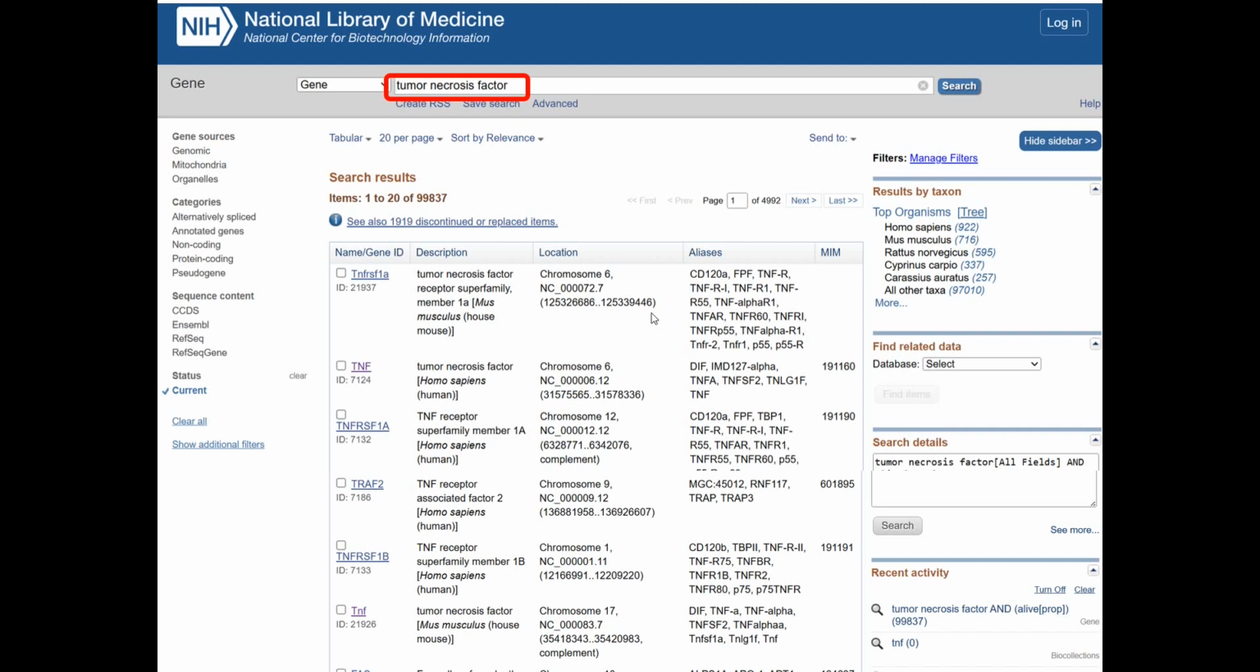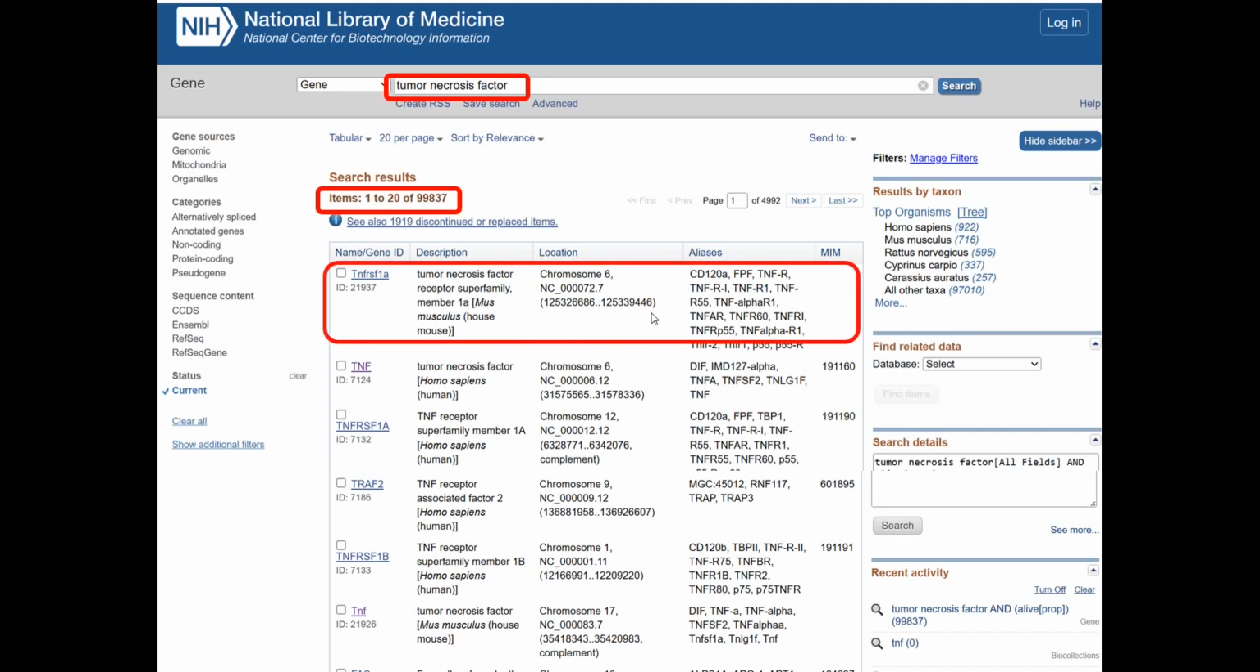If I put in tumor necrosis factor and press search, these are the number of entries or records that I get. Almost 100,000 different records are retrieved by the search engine. This is beyond what one expects, because even if you consider that we have TNF in different species, we don't have that many species whose TNF has been indexed in the database.